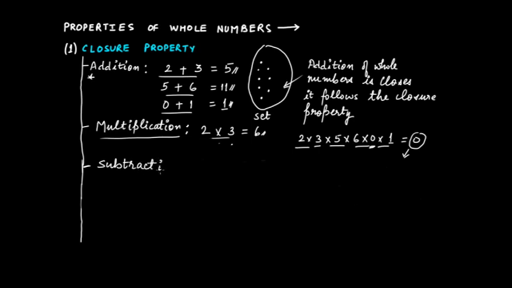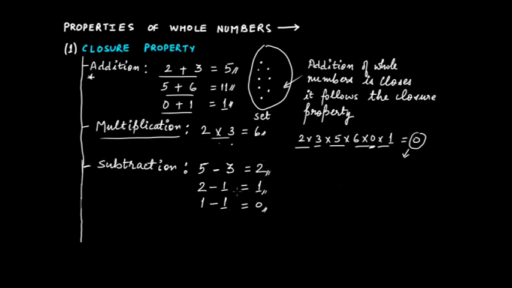Say you have 5 and you have 3. If you subtract 3 from 5, what would you get? You would get 2. Suppose you have 2 and you subtract 1 from it, what would you get? You would get 1. If you have 1 and you subtract 1 from it, what would you get? You would get 0. So even in this case I got a whole number, here also I got a whole number, here also I got a whole number.